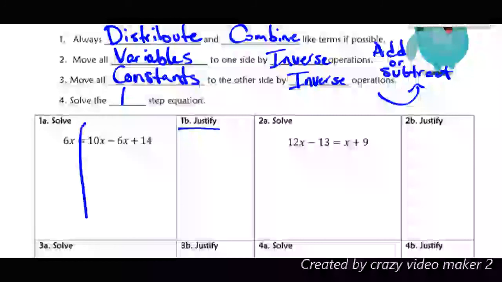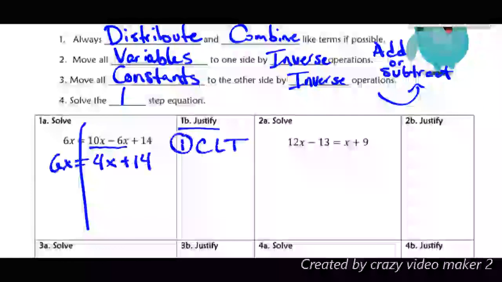I can combine some like terms. I know it's combining like terms because it's all happening on one side. It's 10x minus 6x, all on the right side of that equal sign. So my first step is CLT. I'm combining like terms. That becomes 4x plus 14 equals 6x.